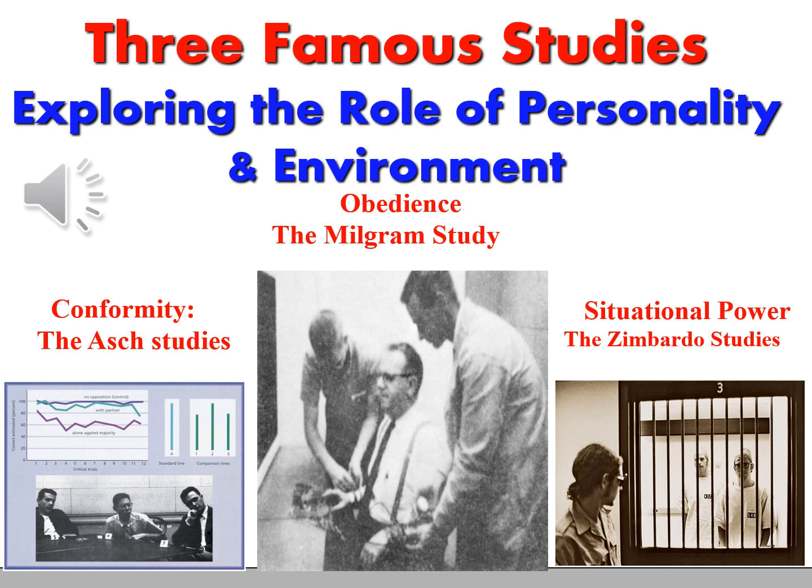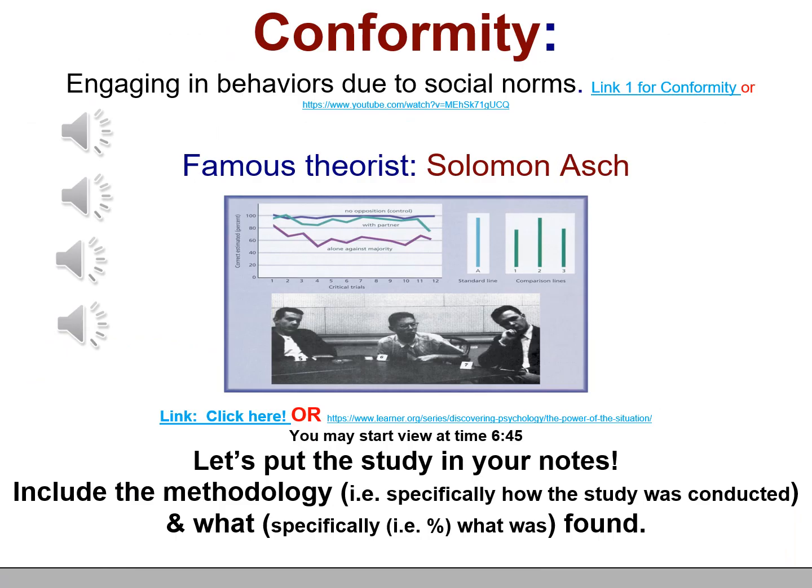Let's next consider 3 foundational studies in social psychology exploring the role of personality and environment. So continuation of our topic. First study, Asch studies, performed by Solomon Asch on the topic of conformity. Stanley Milgram's famous studies on obedience. And Phil Zimbardo's famous study on situational power. You might remember Phil Zimbardo as the host of our series.